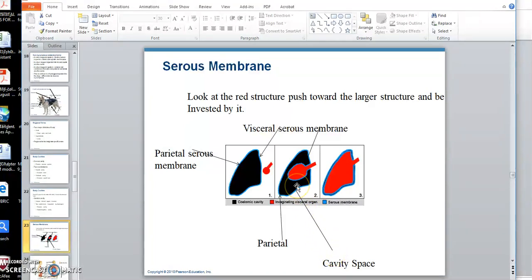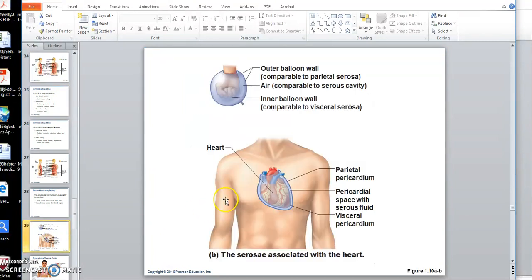There would be some fluid in here. If it's around the lungs, which is called the pleural cavity, it would be pleural fluid. Again, back to my statement of a potential space. So as you can see, it pushed in, and now you have a double layer bag. You have one portion stuck to the organ and the other on the outside. Let's go to another drawing. Here would be an example of the heart. It's in what we call the pericardial serous membrane.